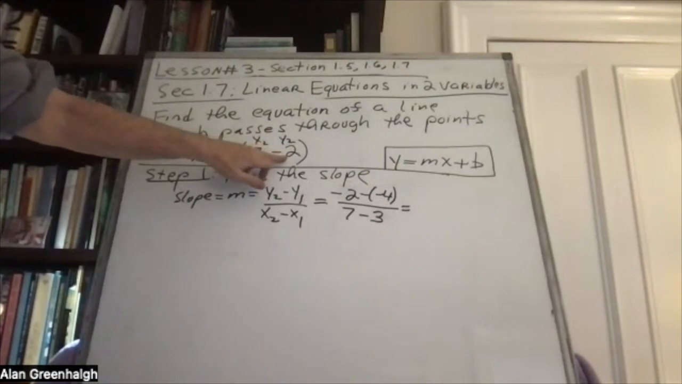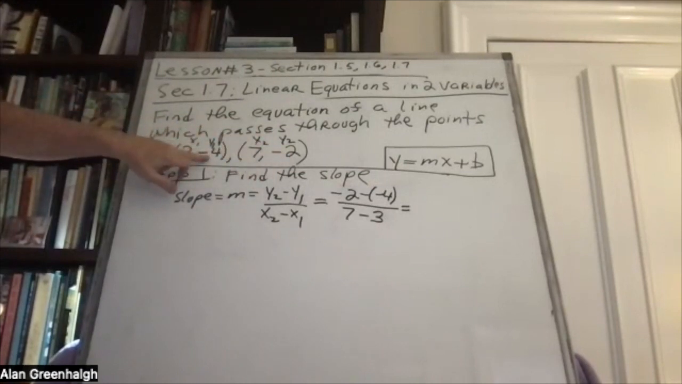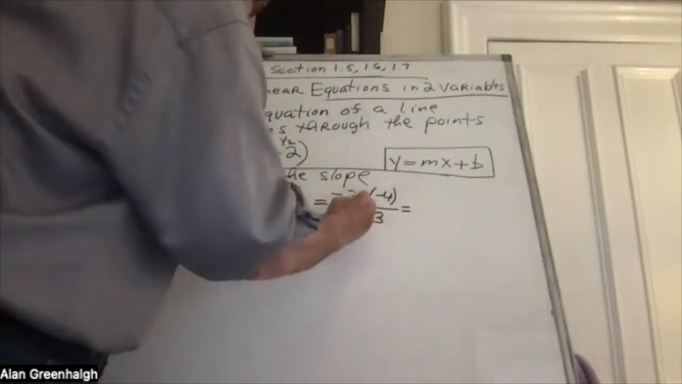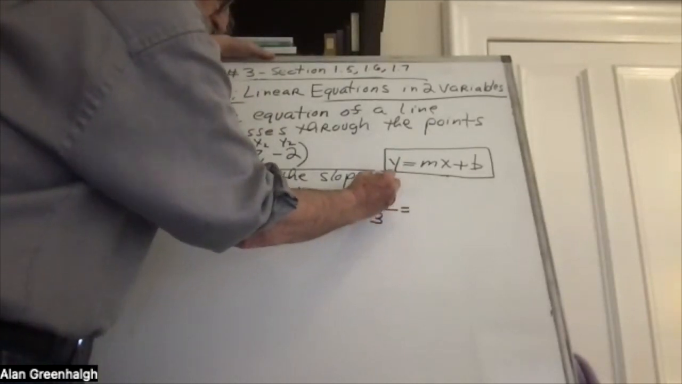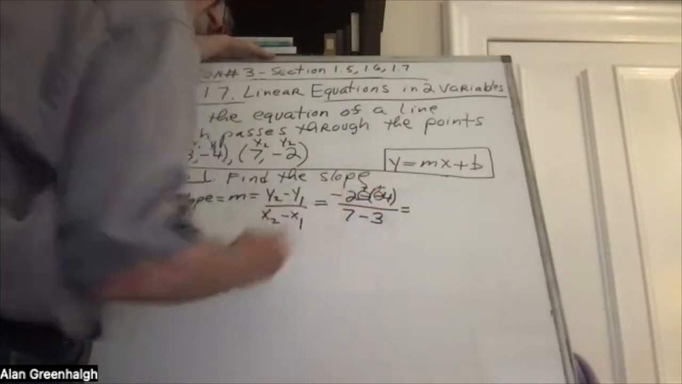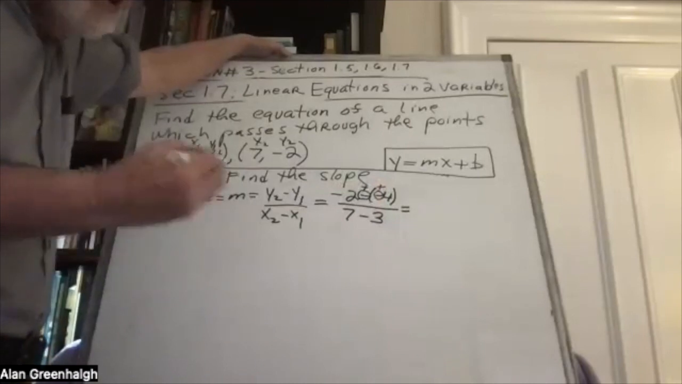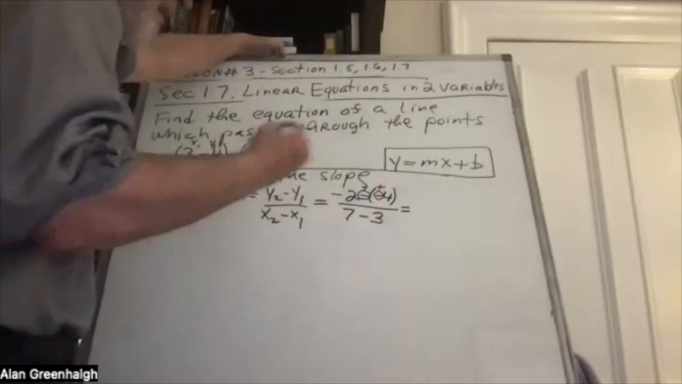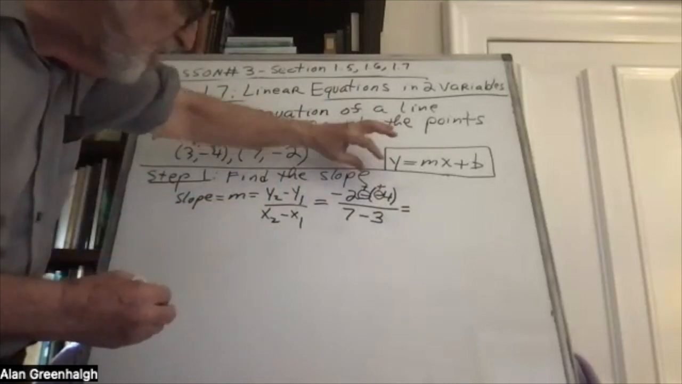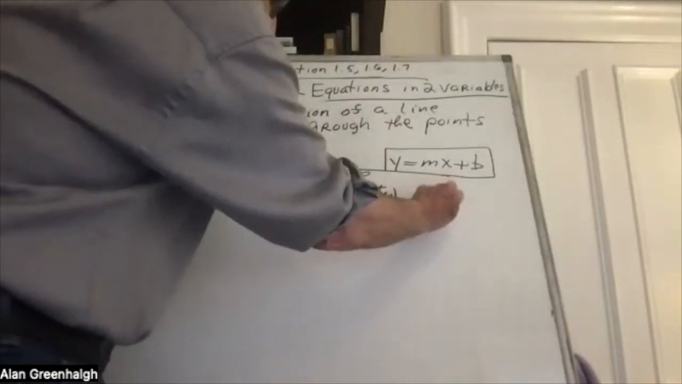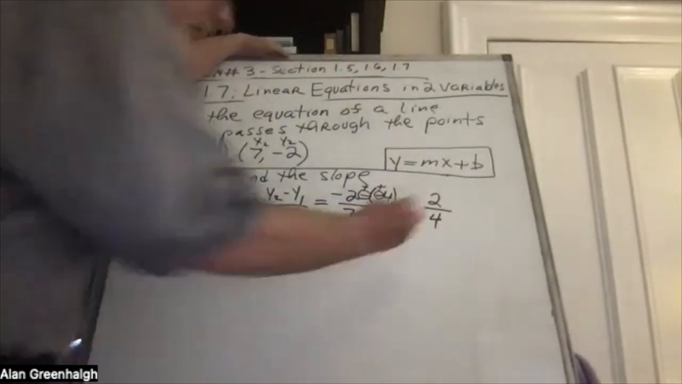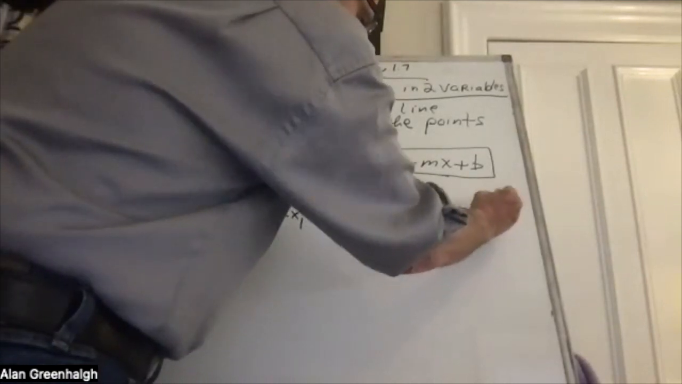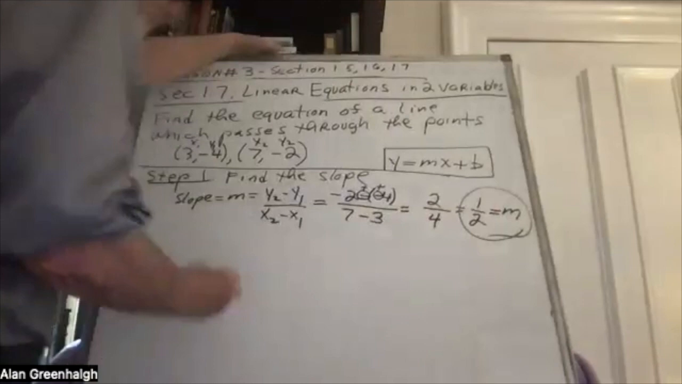So once again, negative 2 minus negative 4, and 7 minus 3. Good. We're changing the sign. Remember how we do this? We change this sign to positive, change that to positive. I know this is kind of an algebra topic, but I like to focus on these little things that students tend to get wrong. This comes out to 2, and 7 minus 3 is 4. And you cannot leave it like that, obviously. You have to reduce it to 1/2. So the slope is 1/2.